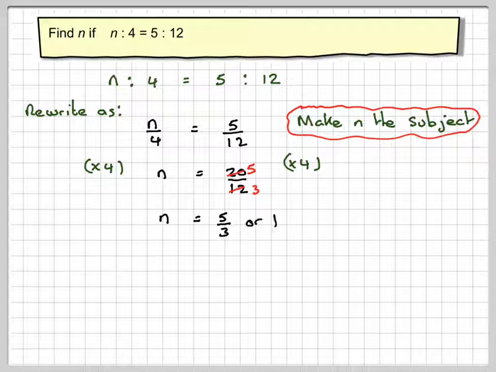So we get that n is equal to 5 over 3, or convert that into a mixed number, 1 and 2/3. So this has been a question on how to simplify ratios when you are given one unknown and you're comparing two ratios.